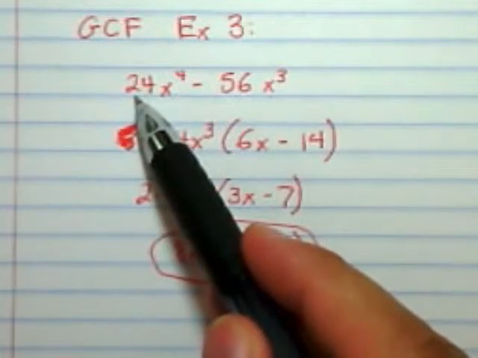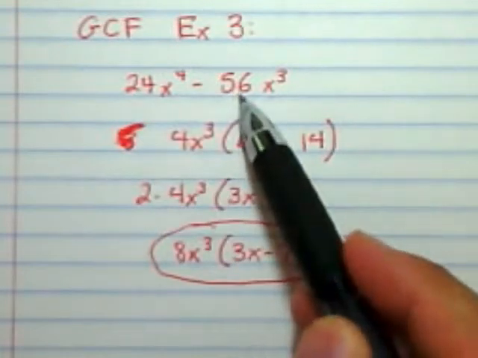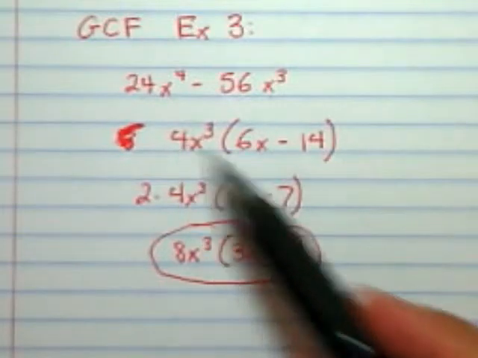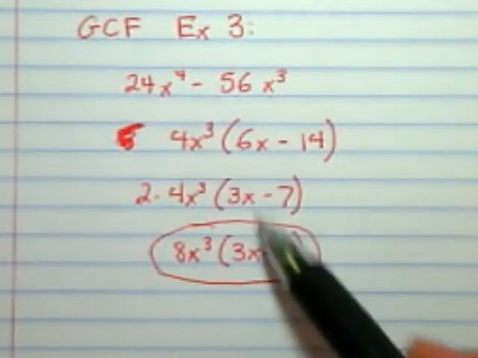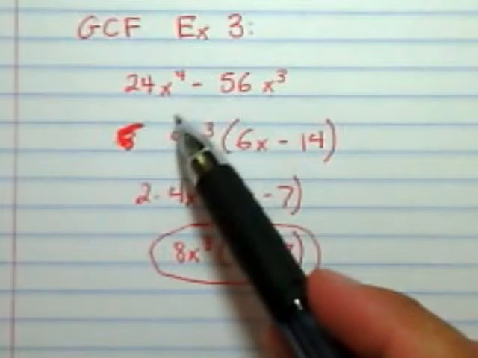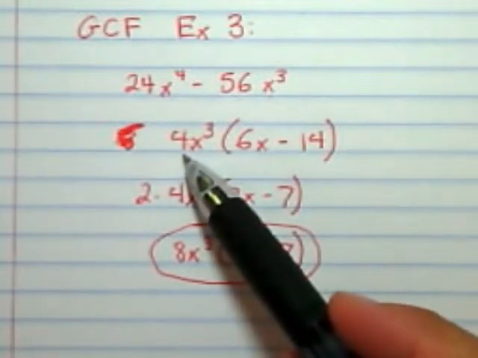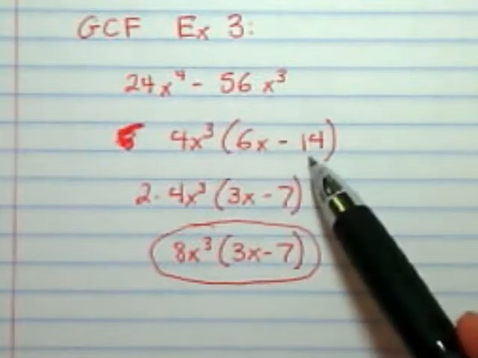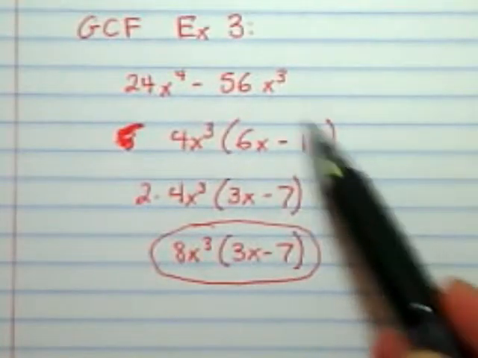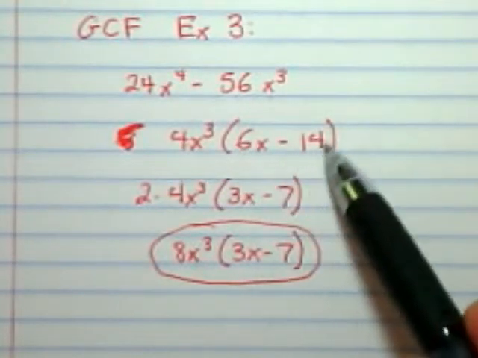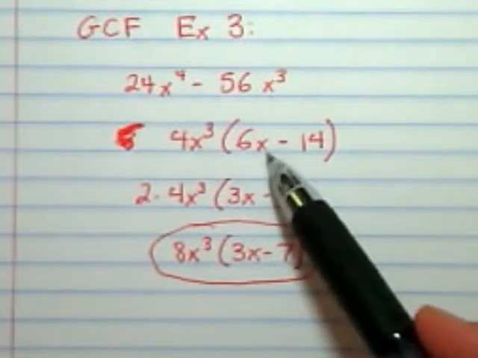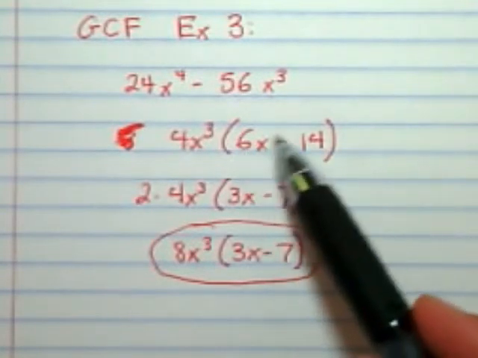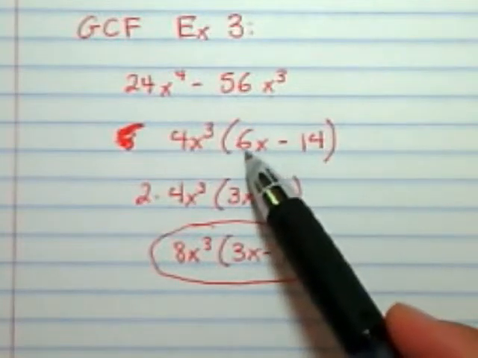8 goes into 24 3 times. 8 goes into 56 7 times. So if we would have used 8 in the beginning, we still would have gotten our final answer here. But let's say you didn't use 8 and you used something like 4. Well, you knew that 4 goes into 24 6 times and 4 goes into 56 14 times. You still need to look at your numbers, and if you didn't find the greatest common factor, you'll know because you'll still have a common factor between the two, which we knew to be 2.